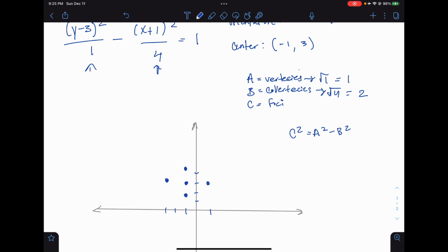And also in Delta Math, they were drawing a box to make it easier to draw the asymptotes. So we'll just do that. So there's one asymptote and then the other one. Trying to make that a little more centered there.